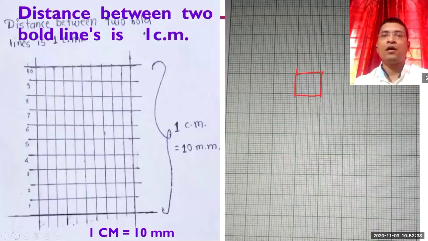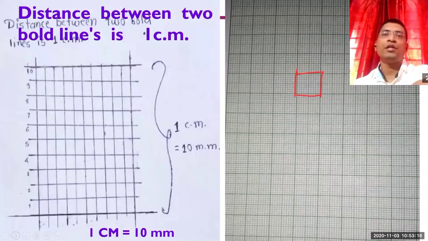Suppose 52 is given, then you have to count after 50. If 50 is on the bold line, then where to draw the number 53? That is the confusion, and it will be cleared with this example. You have to draw these numbers; look at the left corner of this page.